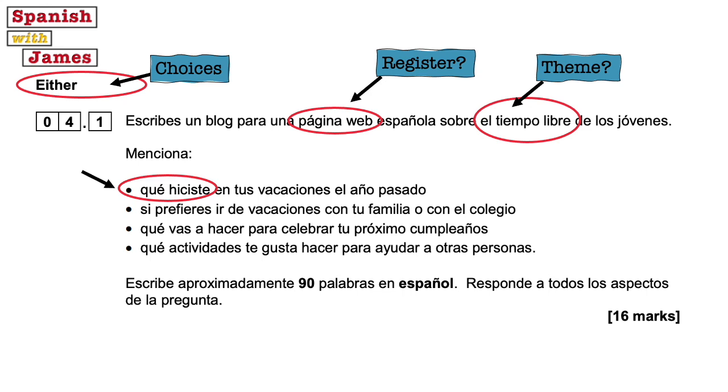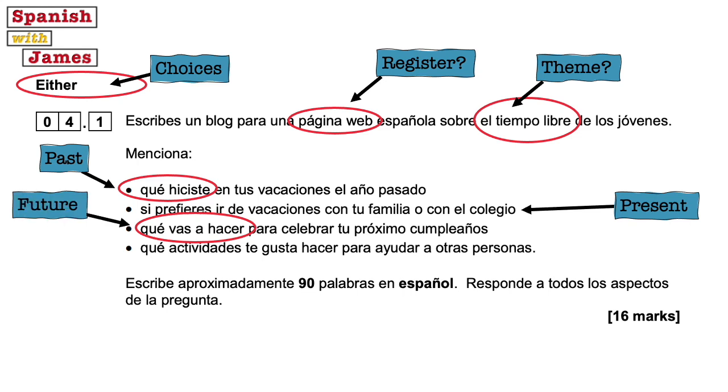Thinking about the tense, ¿qué hiciste? That's the past tense. Si prefieres ir de vacaciones, that's talking about our preferences, so that's present tense. ¿Qué vas a hacer? That's the future tense. What are you going to do? And then we've got, again, talking about our preferences, what we like to do. So that one's going to be the present tense.